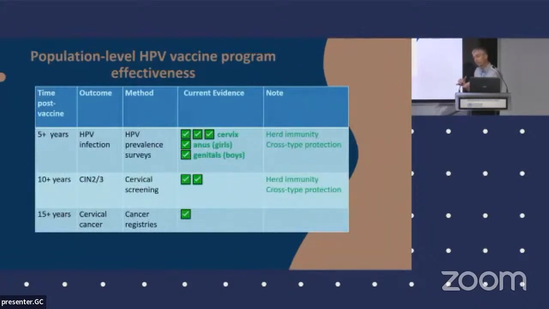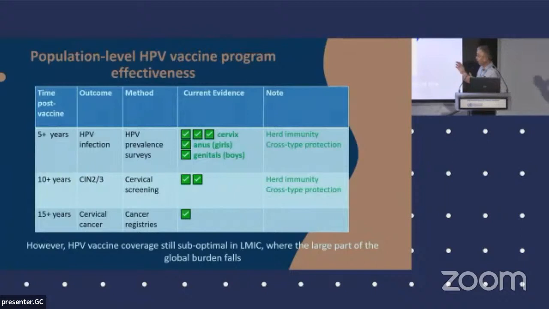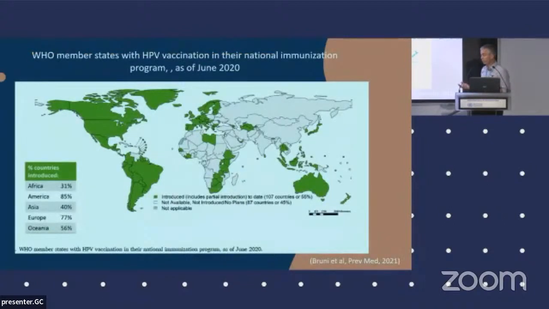10 years post-vaccination in these earliest introducing countries, we saw evidence for reduction in high-grade lesions in the cervix in vaccinated populations, again with evidence of cross-type protection and herd immunity. And 15 years after the earliest countries introduced HPV vaccination, we are now starting to see through cancer registry data a reduction in the impact of cervical cancer in those early introducing populations. However, 15 years after the first countries introduced HPV vaccine, coverage is still suboptimal in many low and middle income countries, again where the large burden of HPV related disease falls.